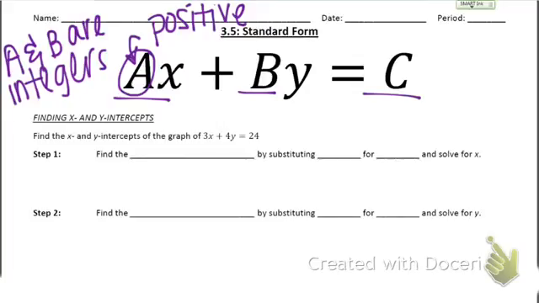So using that definition, anytime you see the equation of a line in this form, you're going to graph it using x and y intercepts. So we're going to do an example. 3x plus 4y equals 24, so that's going to be the example that we're using. Let me do a different color. So we want to find the x and the y intercepts of this. The first thing we're going to do is find the x intercept.